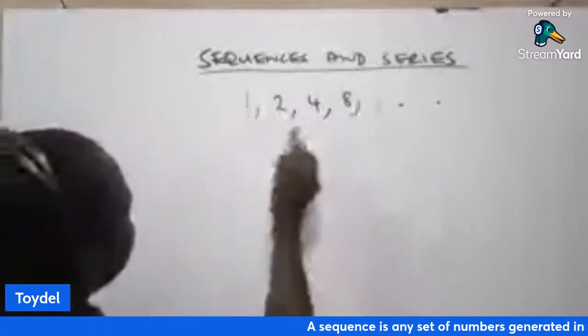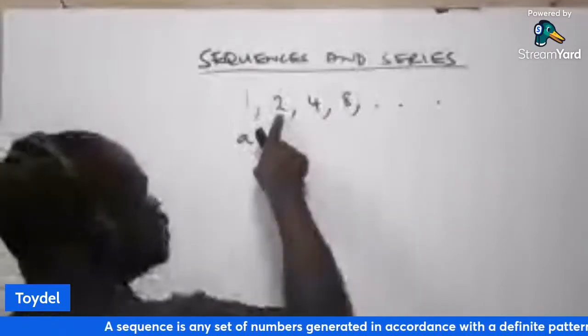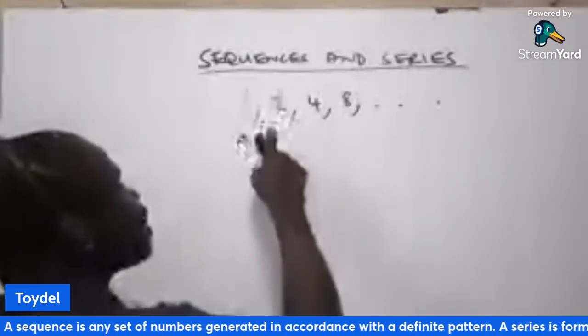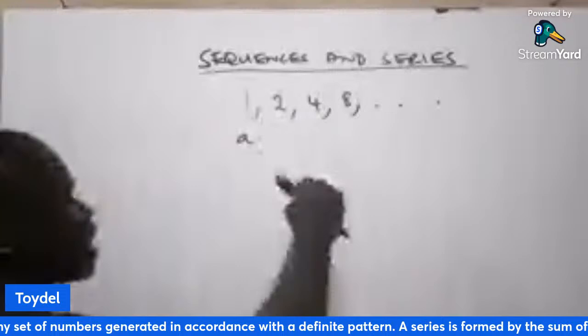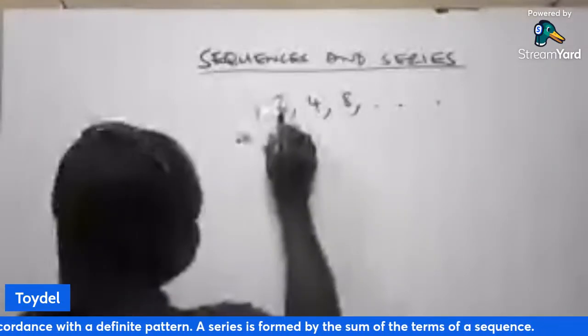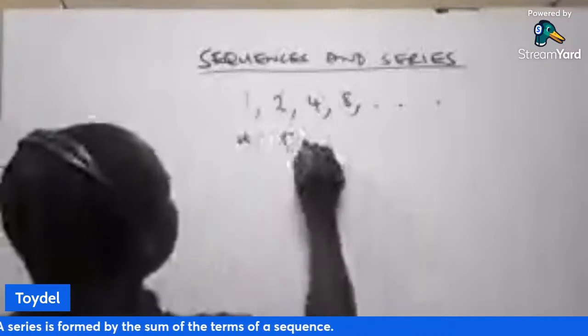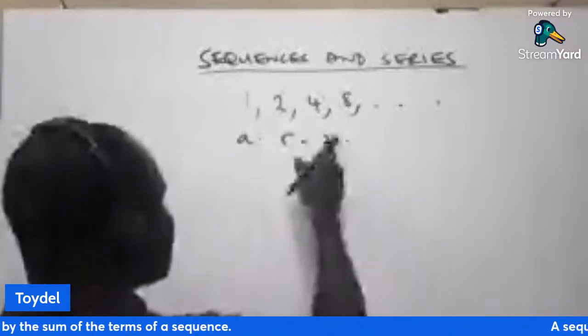The first term also we denote as A. But in this case, we don't talk about the common difference. We talk about the common ratio because this sequence is an exponential sequence. So how do I get the second term? In this case, we denote the common ratio as R. Here, our R is equal to 2. How do we get that 2?